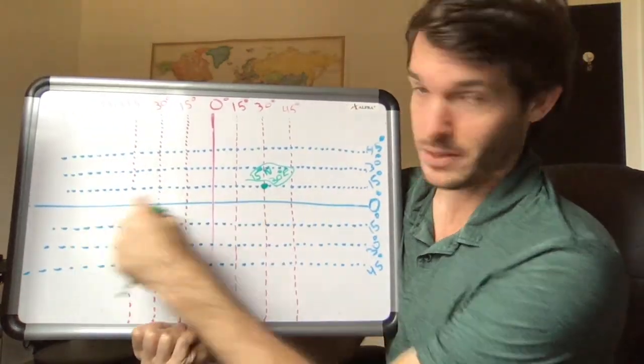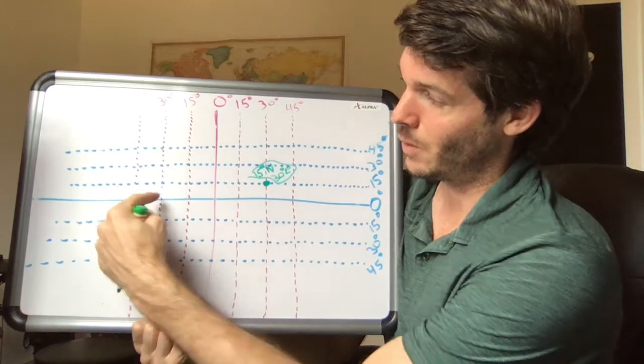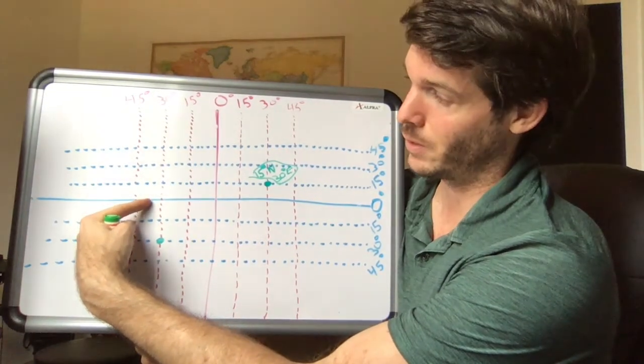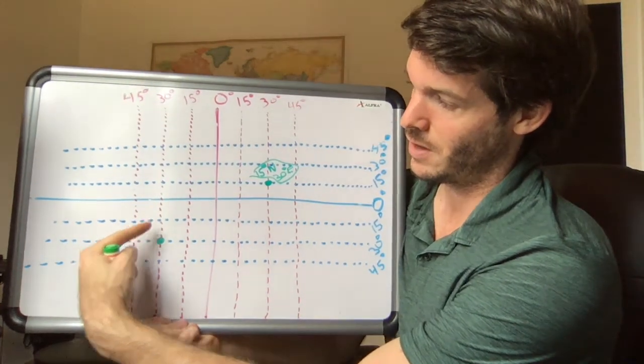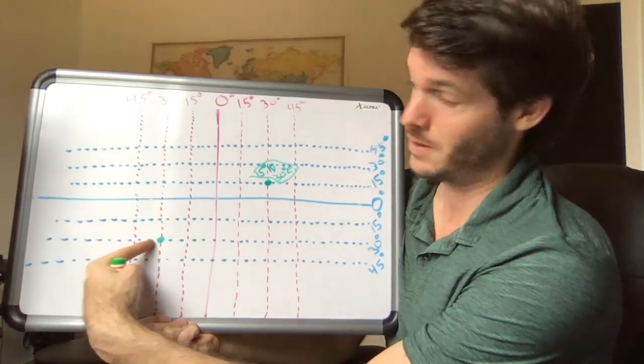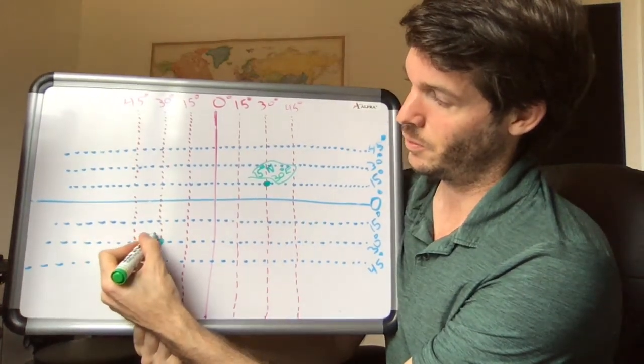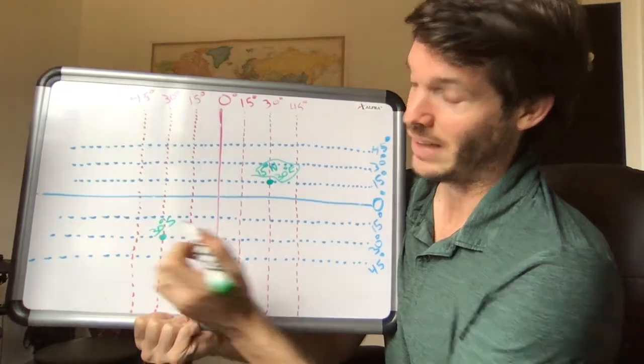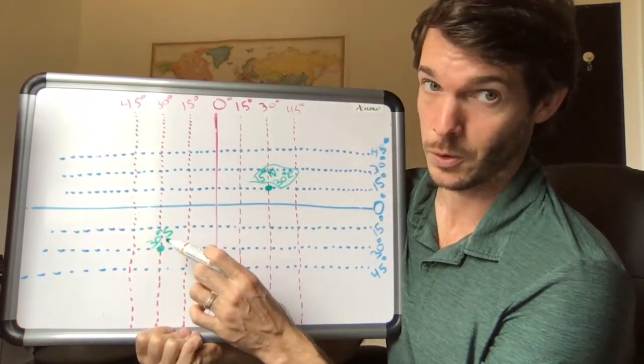Again, always start at the equator, 0 degrees, and we're going to go south. So we're going to go south 15 degrees, 30 degrees. Okay, again, here we are. This point would be 30 degrees south. That's the first part of the coordinate.